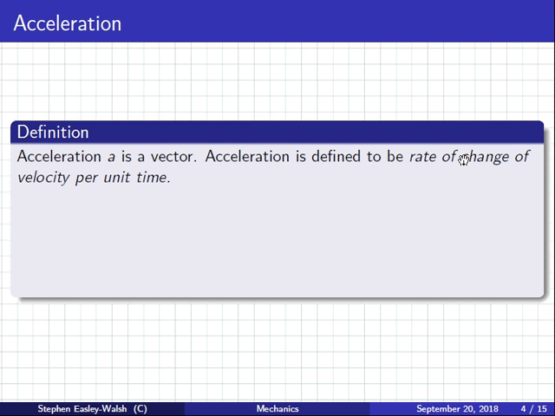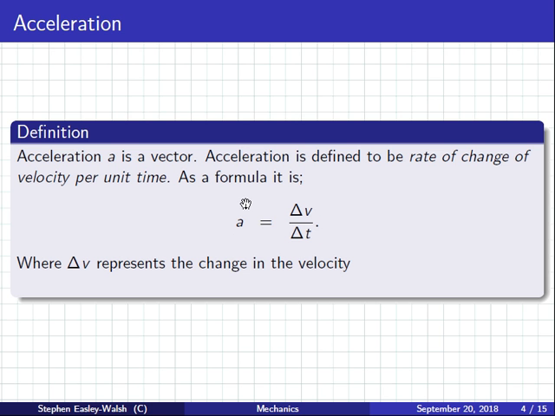Acceleration is the change of velocity per time. As a formula, the acceleration is the change in the velocity divided by the time. Where delta v is the change in velocity and delta t is the time. Delta v means the change of velocity. Velocity means speed with direction.